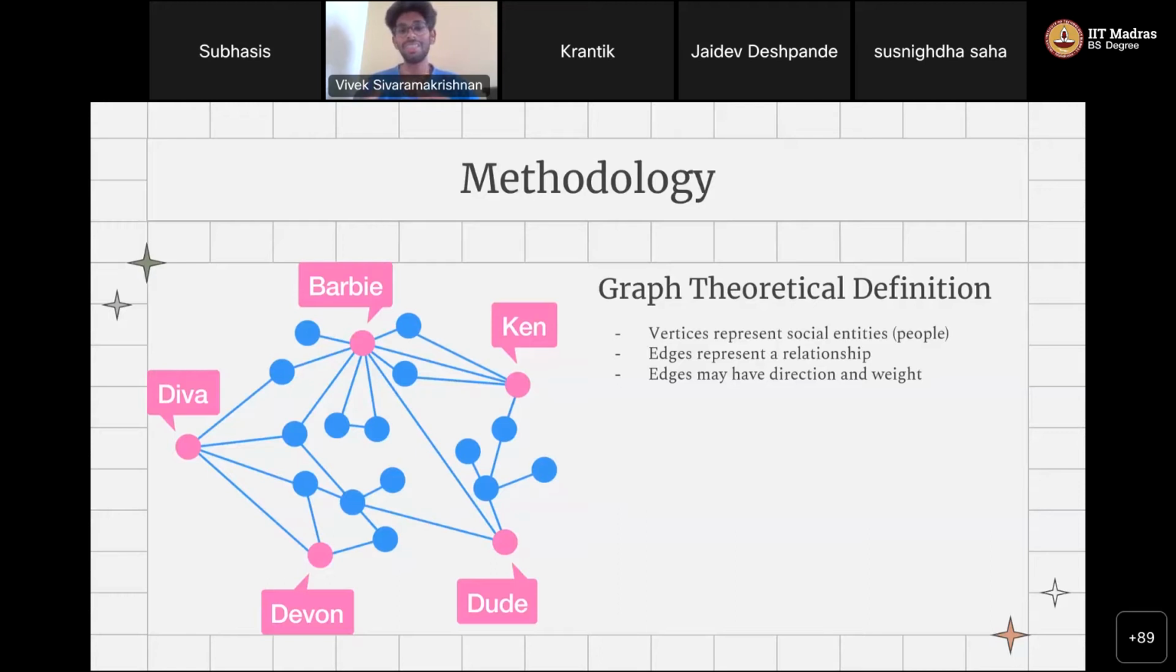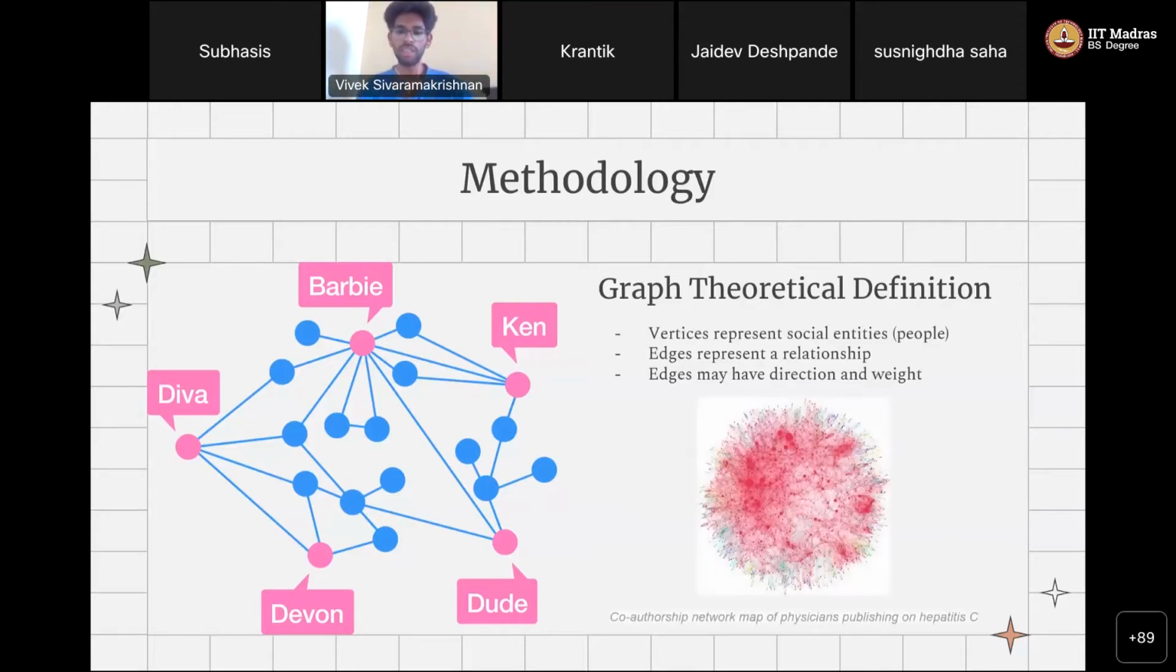Now, actual social network graphs are rarely such simple graphs as the one I've shown on the left, but are rather quite complicated. For example, this is the co-authorship network map of physicians publishing on hepatitis C. So this is essentially a social network based on co-authorship on research papers that are published on hepatitis C. And I'm not sure if the DPI is visible even on the presenter screen, but that is a huge graph and calls for various technologies to put out insight from such a graph.